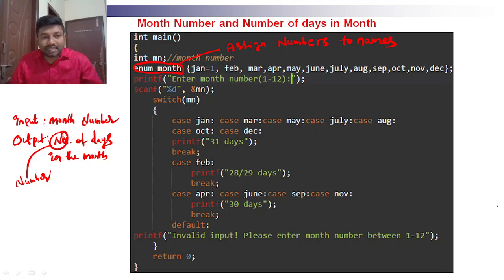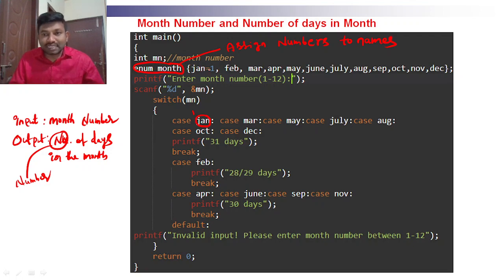Because I said month number, but in the real-time scenario, instead of saying case 1, if I say case January, that would be nice. So the readability of the program is good. That is the reason why I want to use the name of the month rather than the number of the month. So how can I do that? Because in cases, case could be an integer case or a character, but it could not be a string case. So that is the reason why here I am defining an enum variable named month.